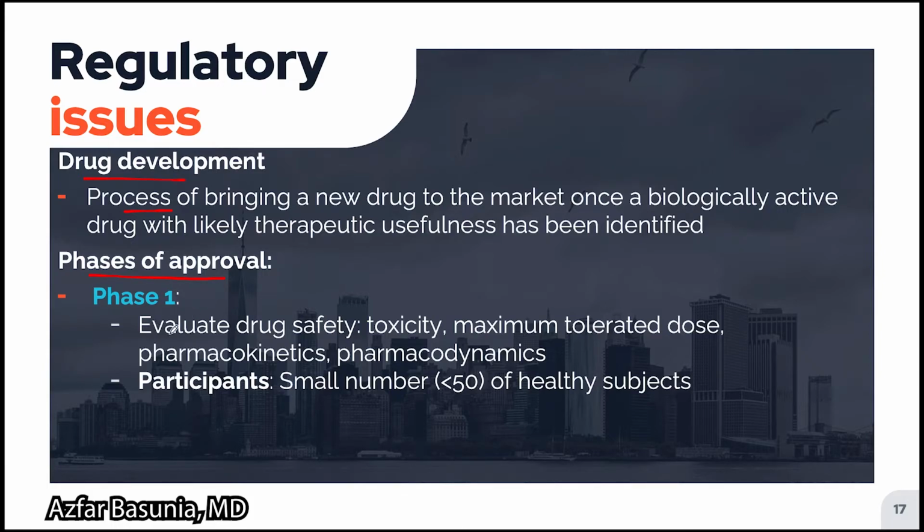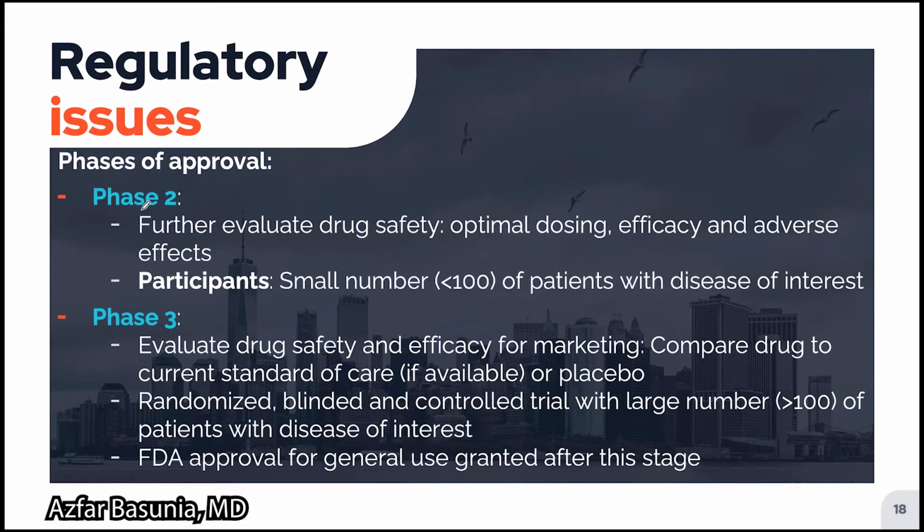But for review, Phase 1 refers to evaluating the drug for safety. That includes evaluating for toxicity, maximal tolerated dose, pharmacokinetics, and pharmacodynamics. The participants are usually a small number, less than 50, of healthy subjects. In Phase 2, the goal is to further evaluate for drug safety. In this case, researchers look into optimal dosing, efficacy, and adverse effects. The participants are usually a small number, less than 100, of patients with a disease of interest.